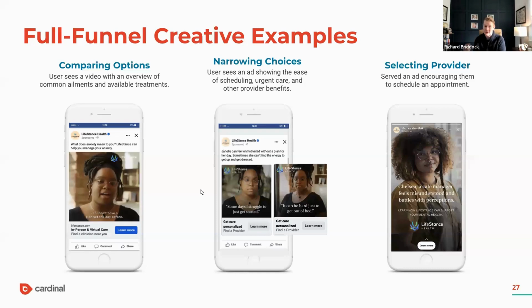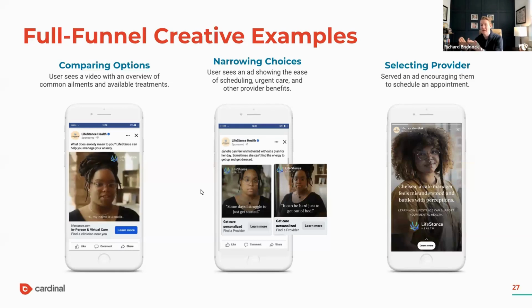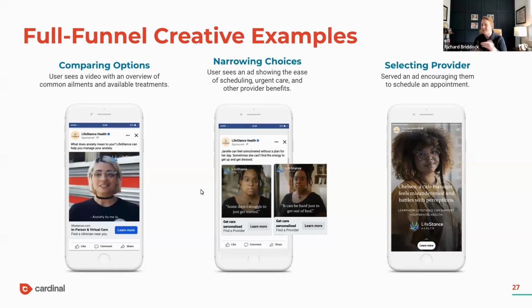It's just about, how do I get you in the car today? Here are the benefits of choosing this provider. This is why they're the right match for you. Let's go, right? So that's how the creative has to be. You can't show that 'how do I get you in the car today' ad at the top of the funnel. It doesn't work.